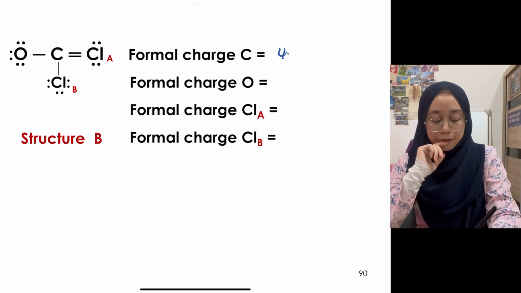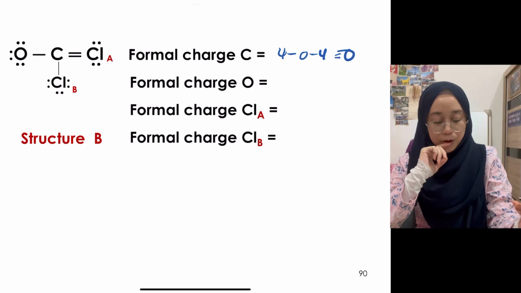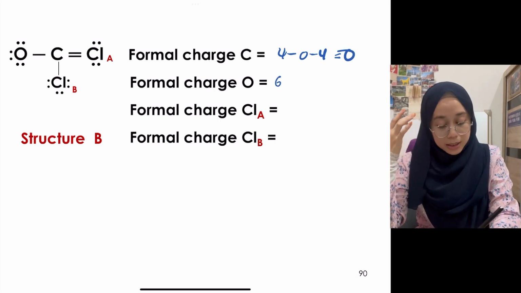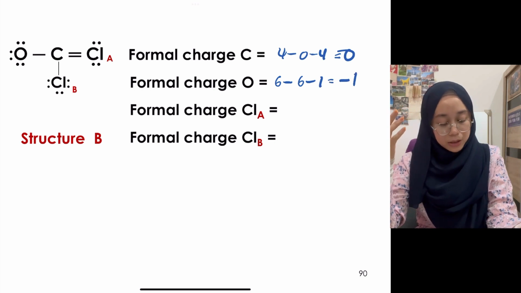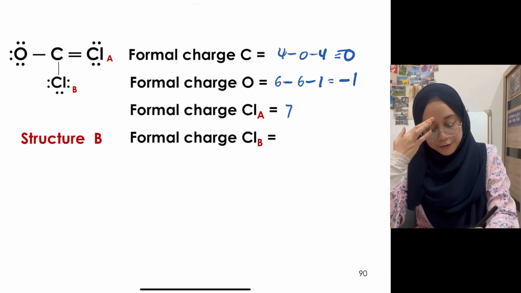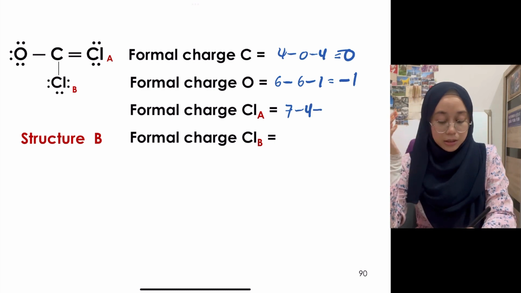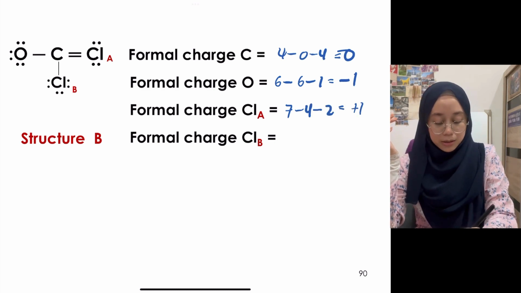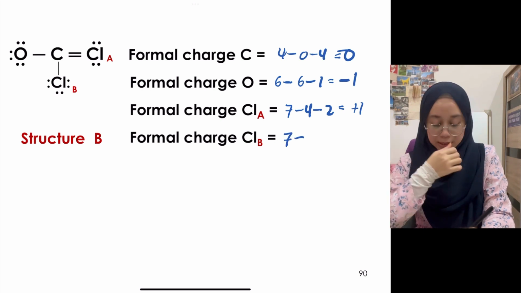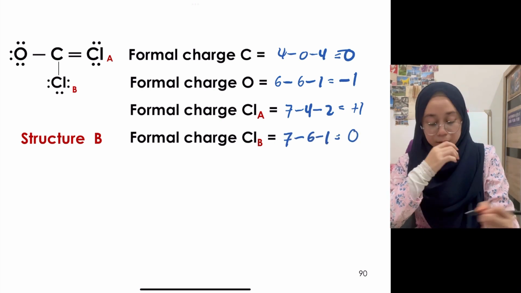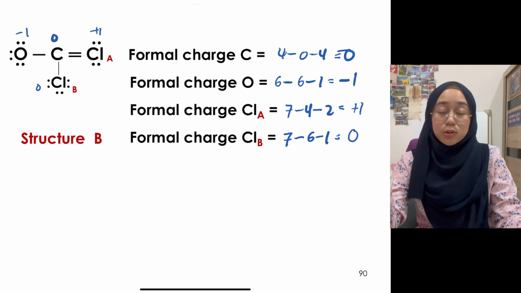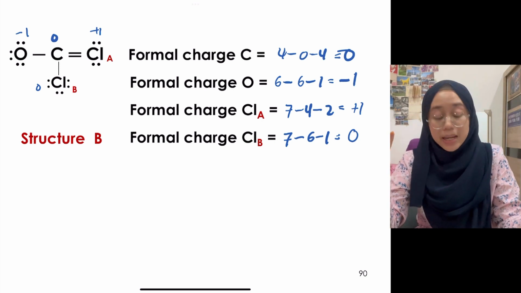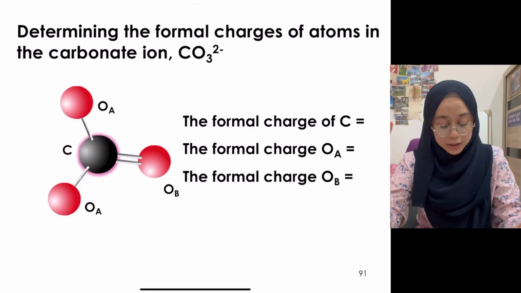So formal charge untuk carbon 4 minus 0 minus 4, masih lagi 0. Oksigen pula this time round, it is 6 minus 7 minus 1 equals to negative 1. Formal charge untuk ClA would be 7 minus 4 minus 2 equals to positive 1. Meanwhile untuk ClB pula adalah 7 minus 6 minus 1 equals to 0. So formal charge untuk compound ni bukan semua 0. So bila bukan semua 0, bermaksud structure A yang menang tadi. Okay, the most stable one adalah structure A.